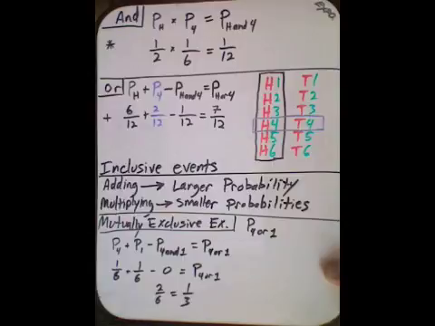So let's look at the and case first. The probability of heads and 4 turns out to be the probability of getting a head times the probability of getting a 4, right? The probability of getting heads on the coin, well, that's just 1 out of 2, or 1/2. And the probability of getting a 4 on the die, that's 1 in 6. 1/2 times 1/6 is 1/12. And it tends to work that way. It tends to be a multiplication of probabilities.